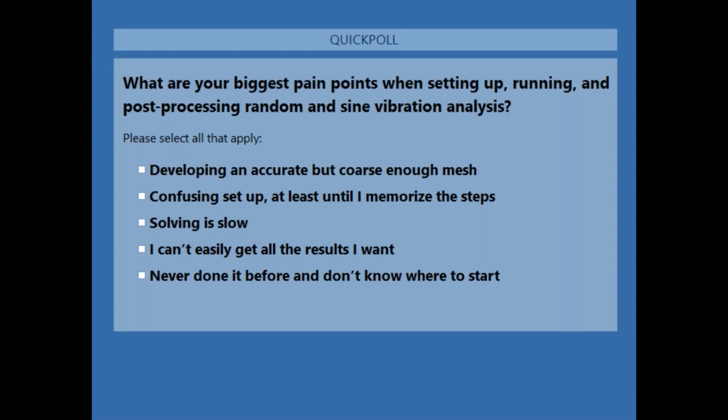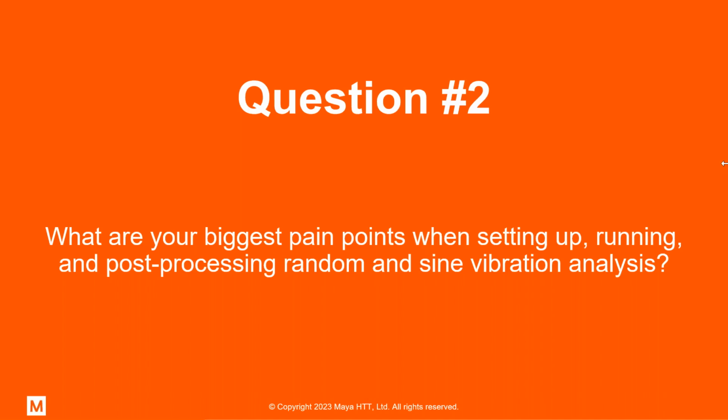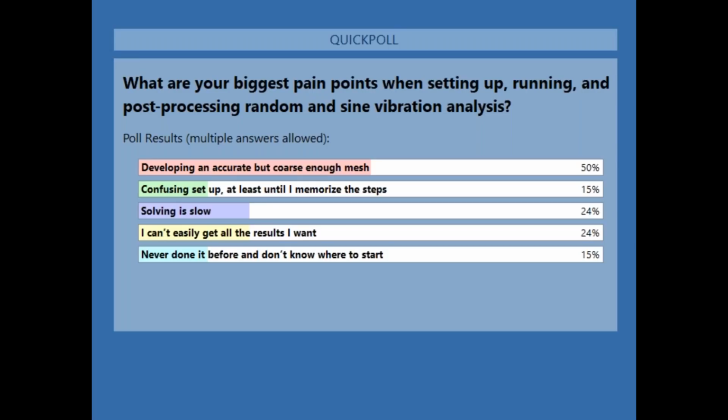And it's looking like a lot of people, developing an accurate but coarse enough mesh is coming out at about 50%. We'll close the poll here shortly. Yeah, okay, we'll go ahead and close that. I'll share the results. So it looks like, yeah, model prep, meshing, getting that right. I mean, that's no surprise. That's what all these tools really are for. A lot of this is to make that initial meshing better.